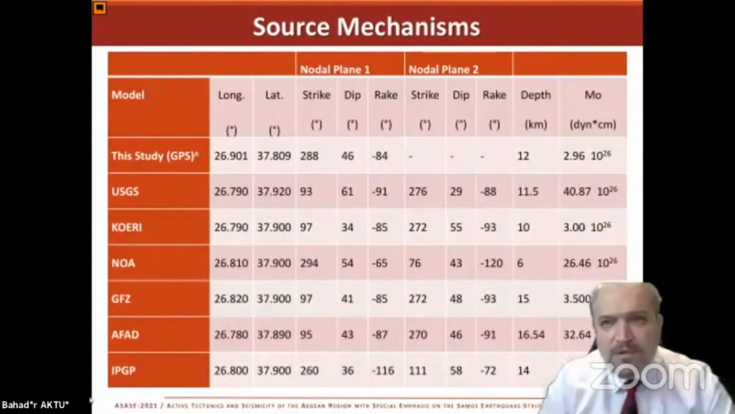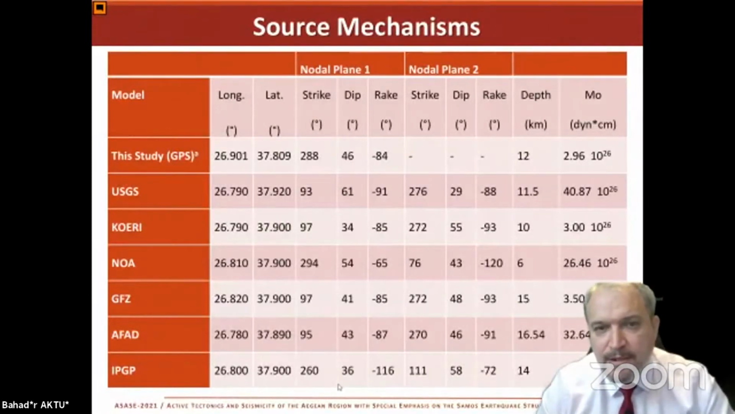And this is the focal mechanism from different centers, and we also included our solution in this table. Our GPS solution is the first one here, and the dips are more or less similar. In the solutions it's about 4 to 5 degrees, and the strike also seems to be compatible in general, but our solution is usually 20 degrees tilted from the east-west direction.